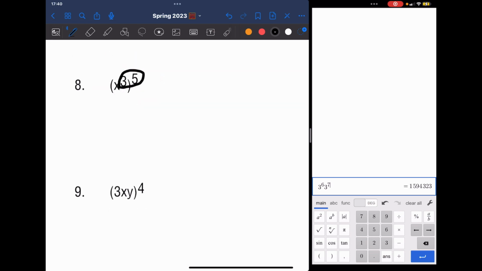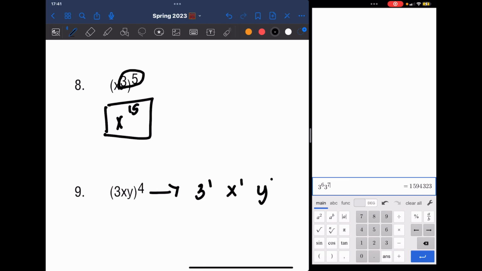Distributing the 3 and the 5, so you're multiplying. So it's x raised to the 15th. And then when you have all these terms in the parentheses, we now assume that each of those is raised to the 1st power, and the 4 is going to get distributed to each power. So 4 gets multiplied by each of those ones.